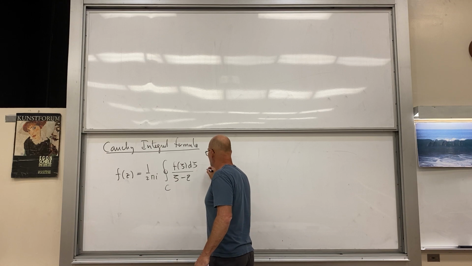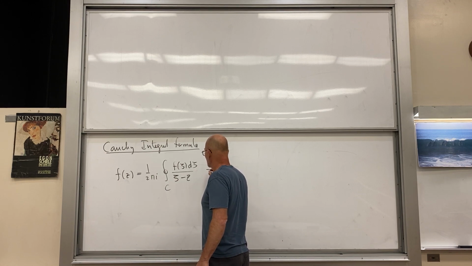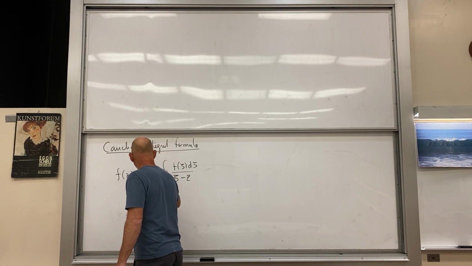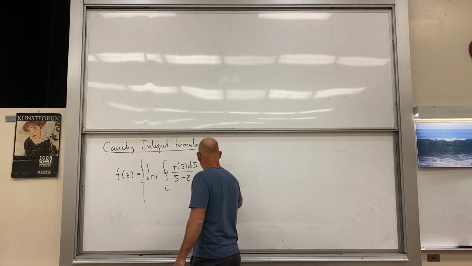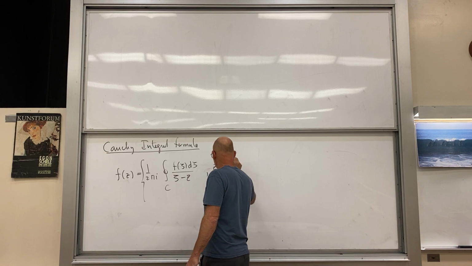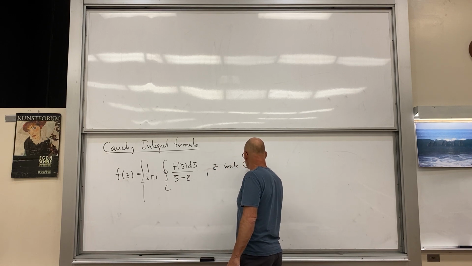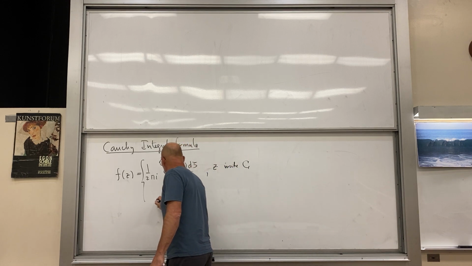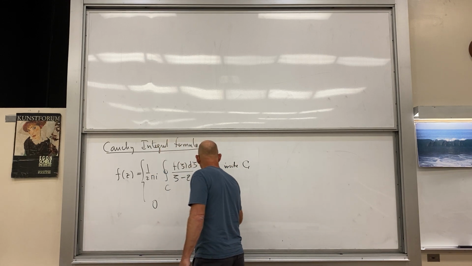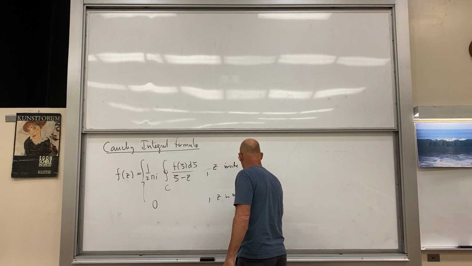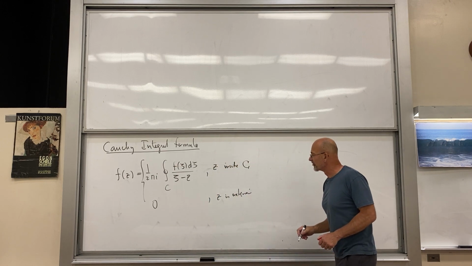And just to note, this is equal to f of z when z is inside the contour C and it's 0 when z is exterior to the contour.